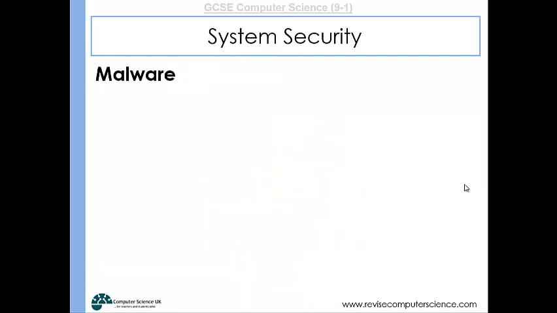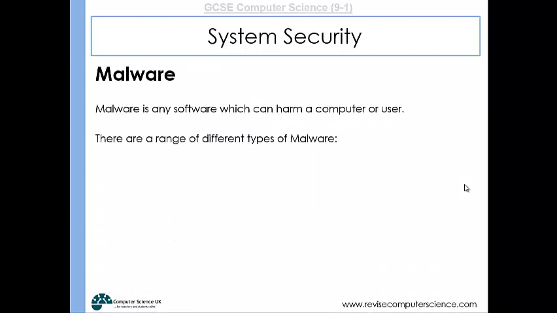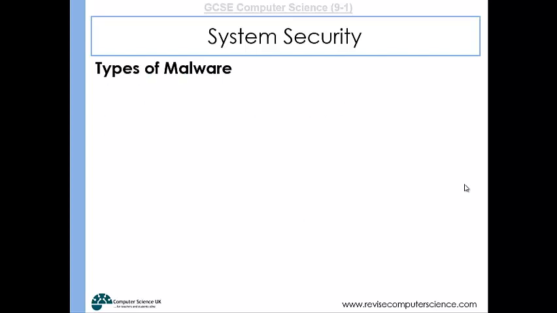So let's start off with malware. Malware is any software which can harm a computer or a user. And there's a range of different types of malware. You've got viruses, you've got spyware, you've got adware, you've got pharming.